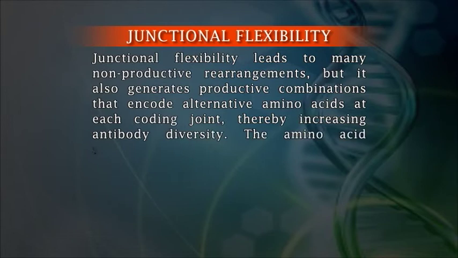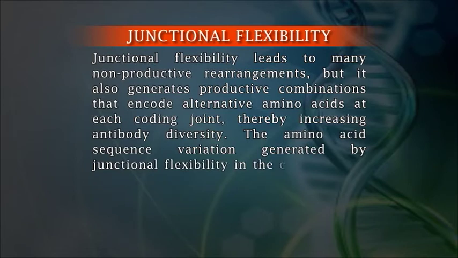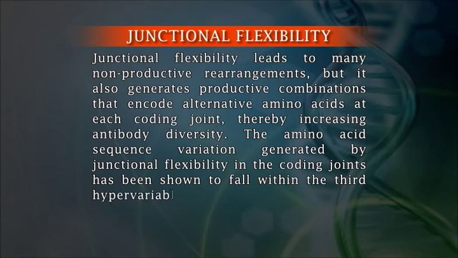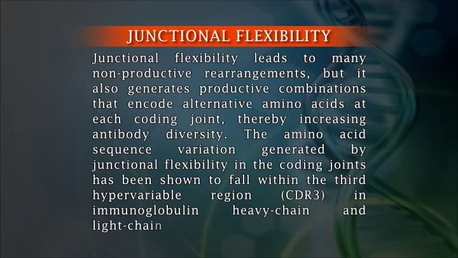The amino acid sequence variations generated by junctional flexibility in the coding join have been shown to fall within the third hypervariable region or CDR3 in immunoglobulin heavy chain and light chain DNA. Since CDR3 often makes a major contribution to antigen binding by the antibody molecule, amino acid changes generated by junctional flexibility are important in the generation of antibody diversity.